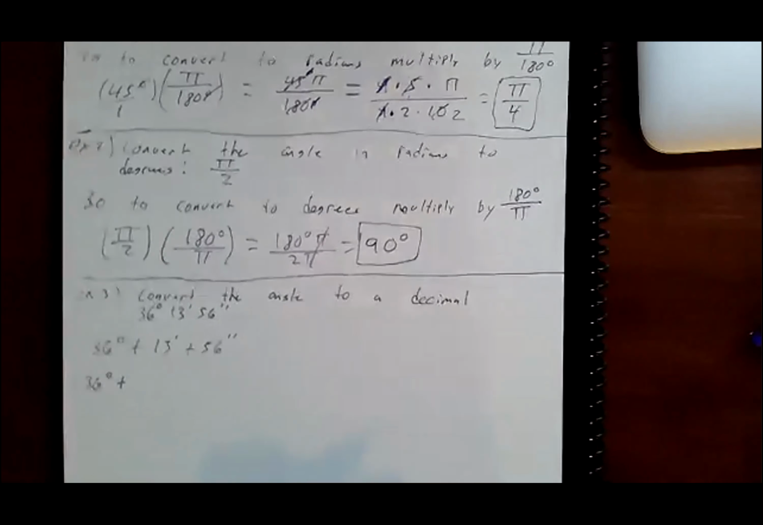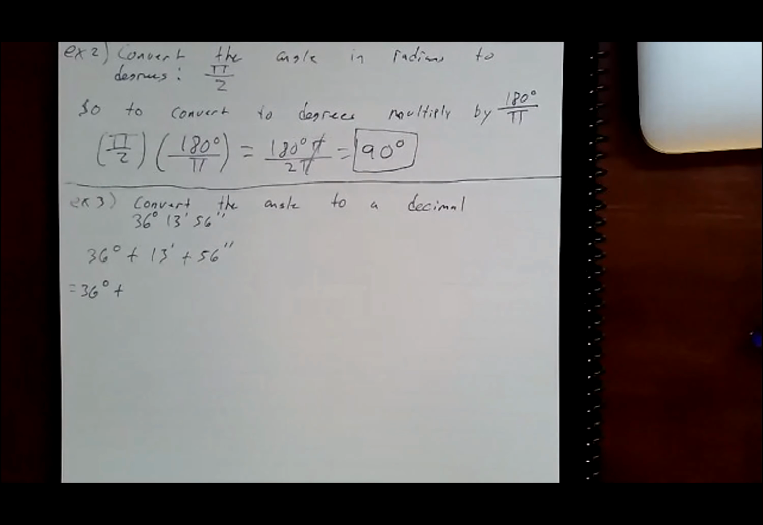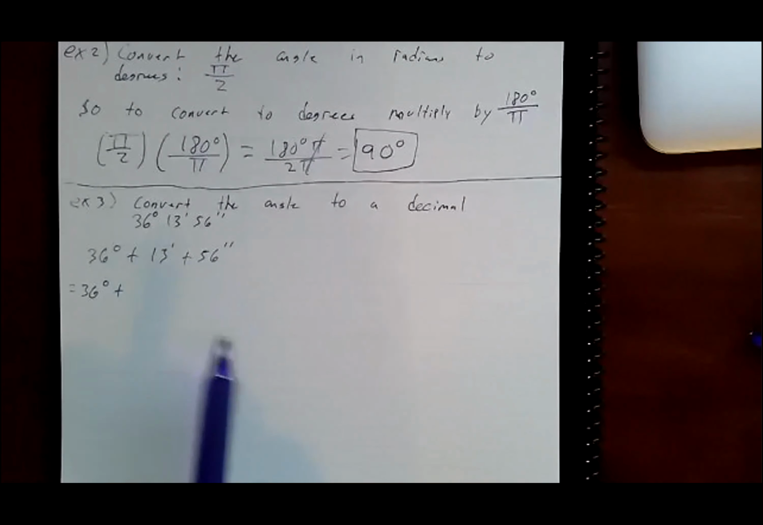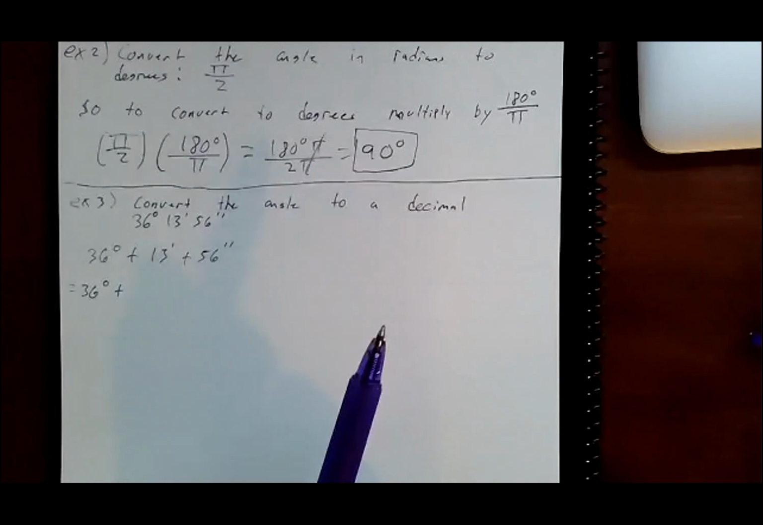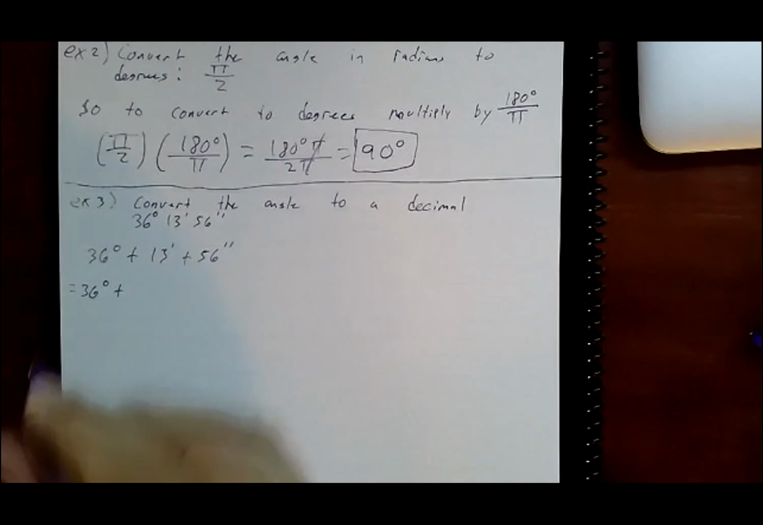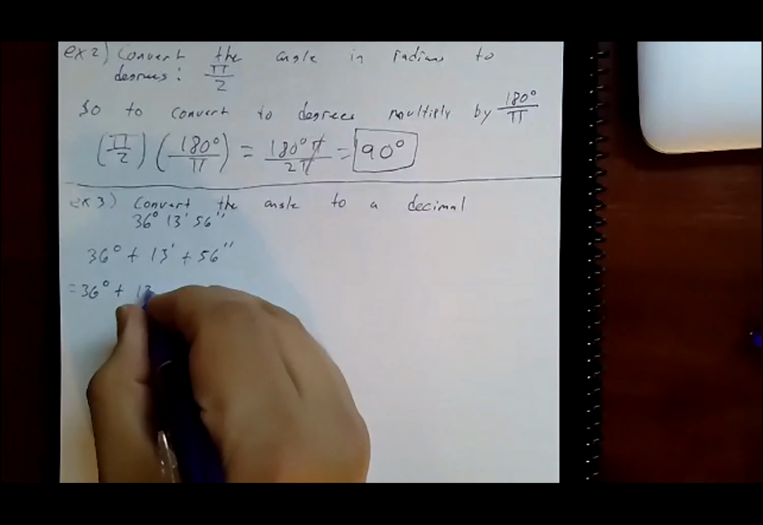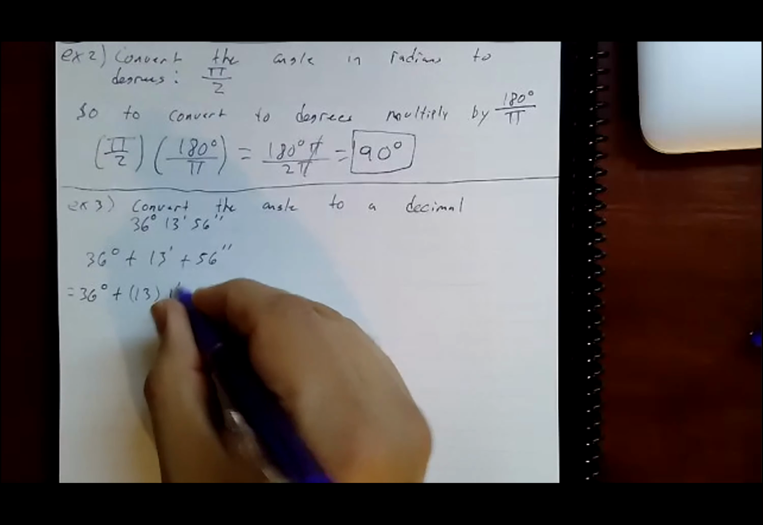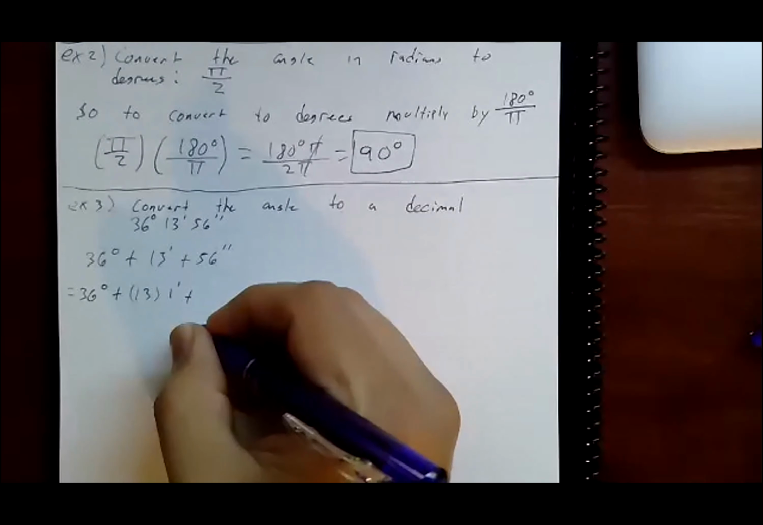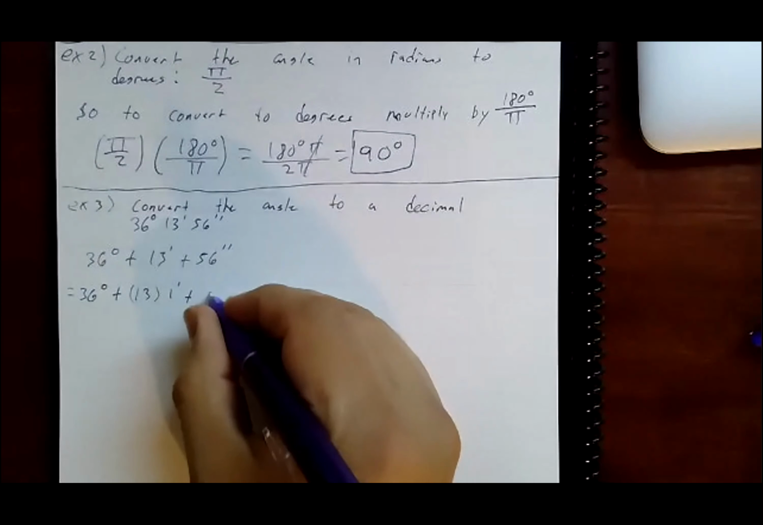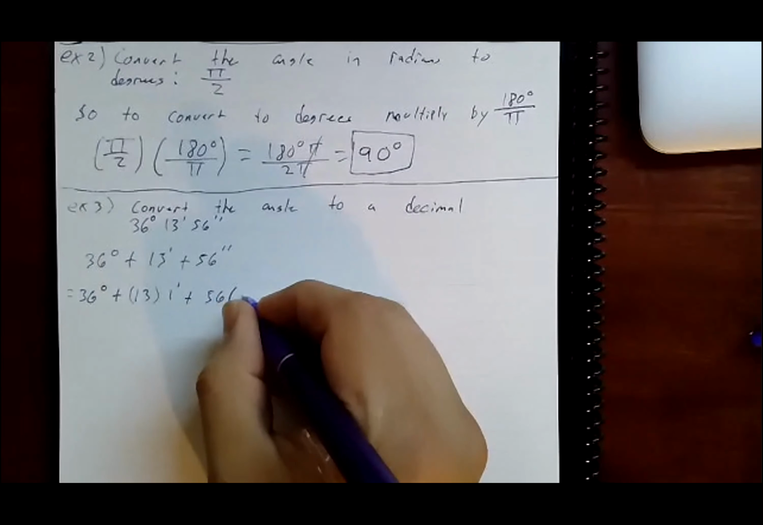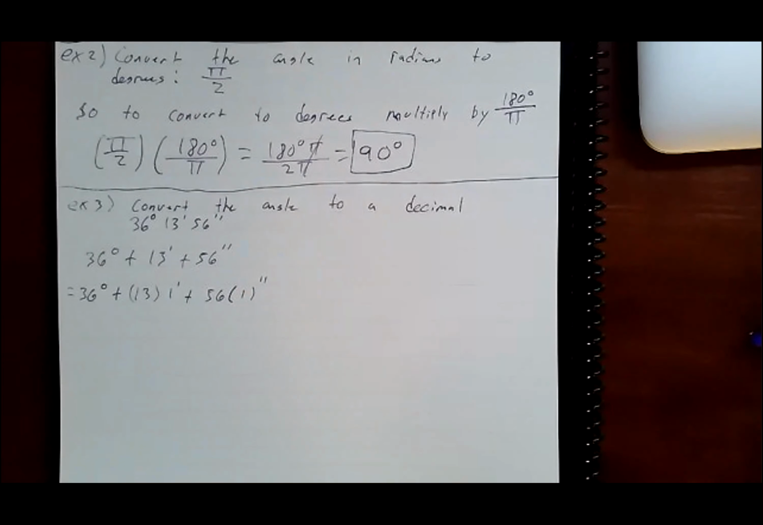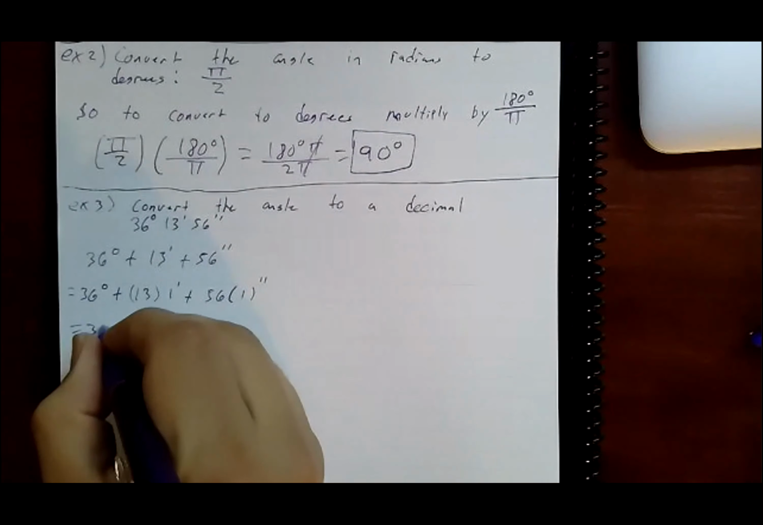There we go. All right, so we're going to convert the minutes first, then the seconds. So just remember the formulas on the first page. 13 minutes is the same as saying 13 times 1 minute plus 56 times 1 second. So we'll just convert those using our formulas, and we'll be on our way.